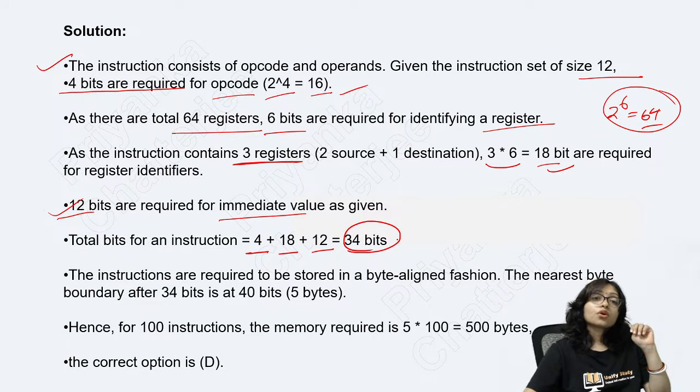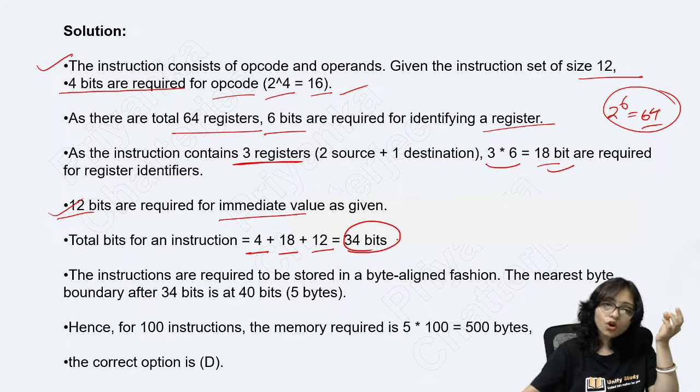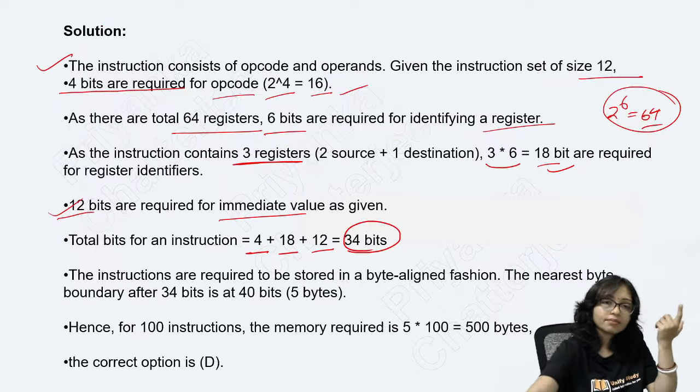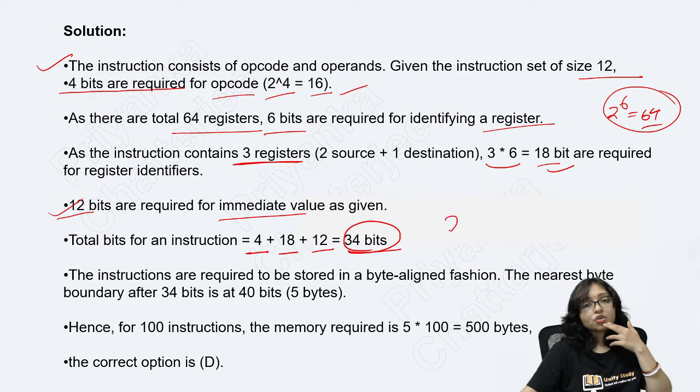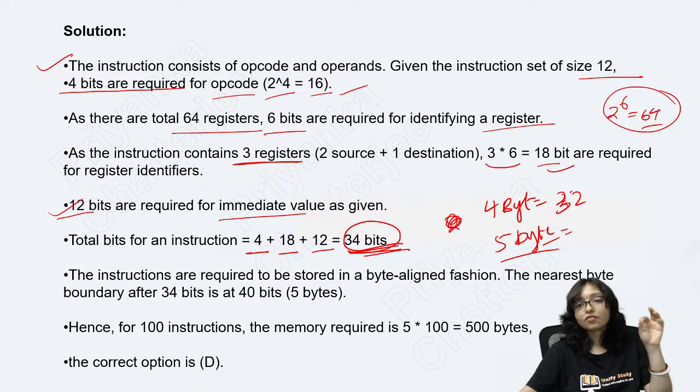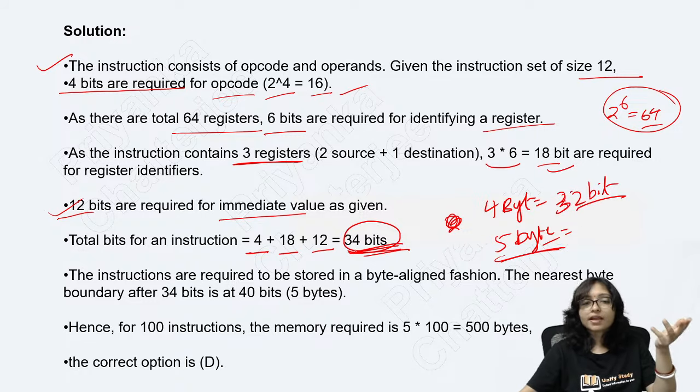Now here, it is 34 bit, but my option is given in byte. You can see here that memory in byte, option is given in byte, right? So I have to convert in byte. As a 34 bit, 2 to the power 2 means 4 byte. 4 byte means actually 32, right? But I need 34. So definitely I have to go for 5 byte, because although 2 bit is extra, for that 2 bit I have to go for 5 byte, because it is 32 bit only, right? That's why the upper bound is 5 byte only.